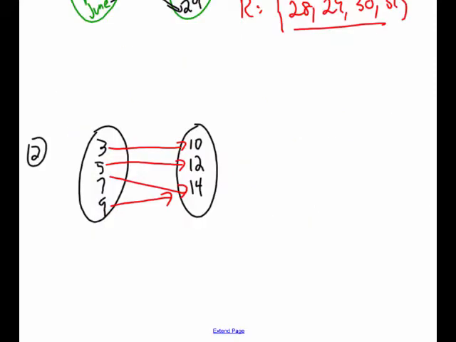Alright, here's another relation. Is it a function? Is each input value matched up once? The answer is, it is a function. Each input is matched up once. Now you might wonder about the 14. 7 matches to 14, 9 also matches to 14, but each input value is matched once. The fact that they're matched to the same y value doesn't matter. It's each input value x that is matched up once. So this is a function.